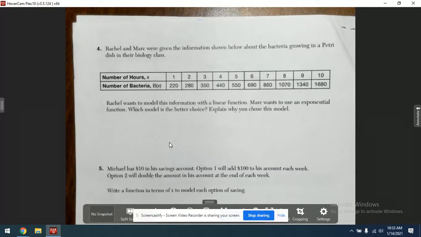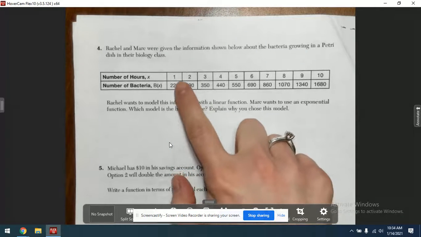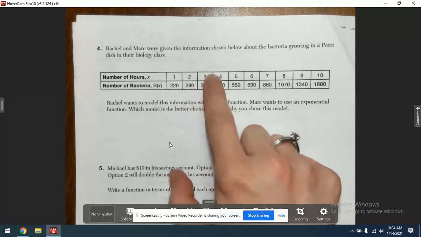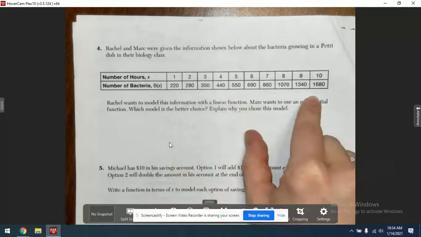All right, let's look at number 4 together. Rachel and Mark were given the information shown below about the bacteria growth in a petri dish in their biology class. All right, and so here's the table and here's what's going on. After 1 hour, this is how much bacteria is in the petri dish. After 2 hours, after 3 hours, etc.